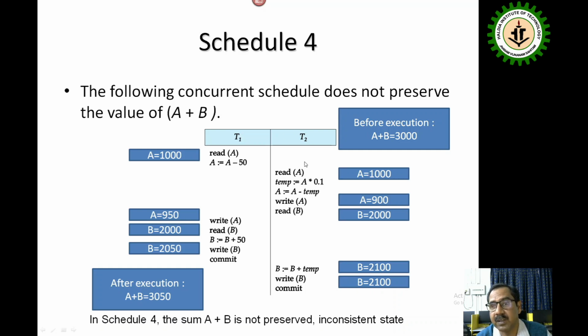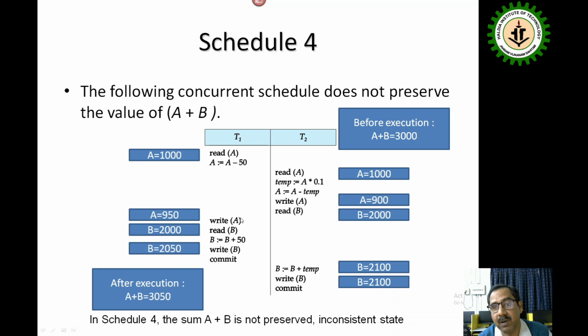That's why T2 reads the initial value of the data item A, which is 1000. Then it performs some computational steps, write A. So T2 performs write operations on data item A, that is 900. Then T2 performs read operations on data item B, which is the initial value. Now T1 performs write operations on data item A.